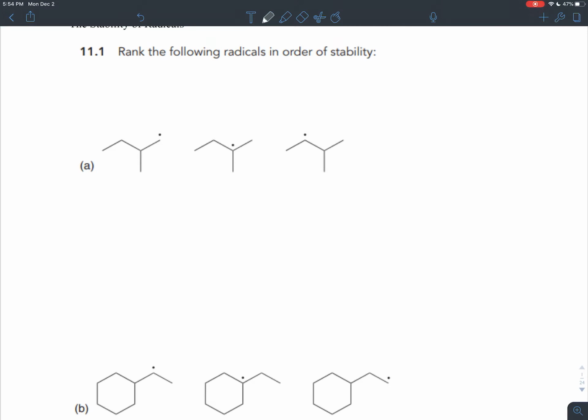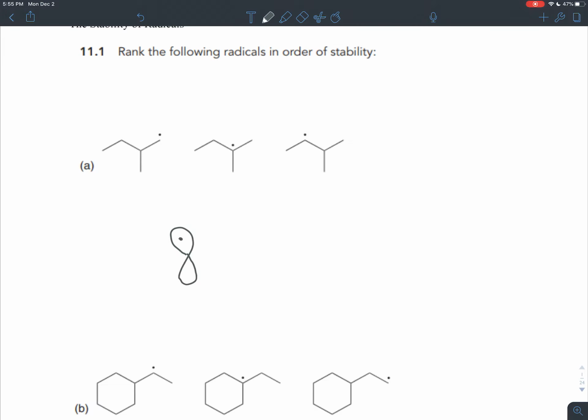Now, not all radicals are in a special class of molecules. They're all in a class of very reactive molecules. But not all radicals are equally reactive. The lone electron, the unpaired electron in a radical, exists in a p orbital, so it's flying around, smeared out in space in the standing wave of a p orbital.